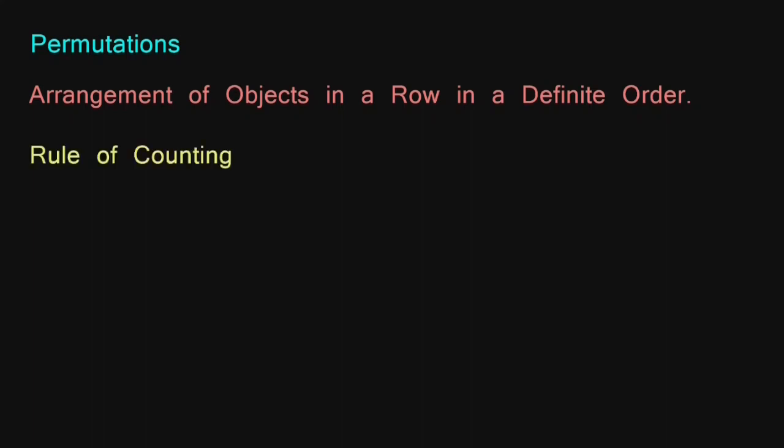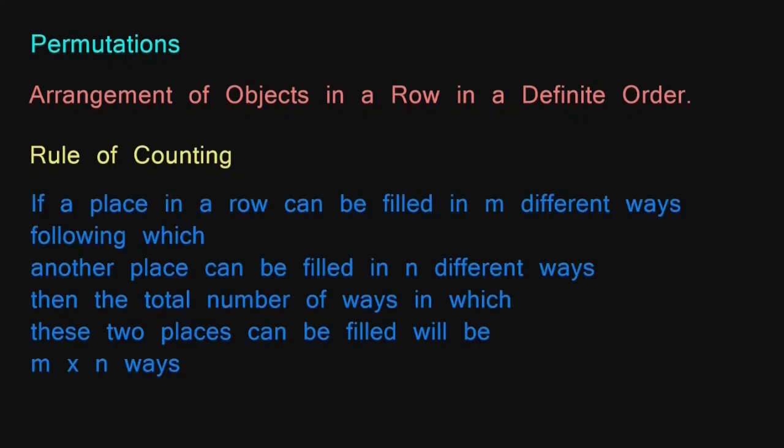The rule of counting states that if a place in a row can be filled in m different ways, following which another place can be filled in n different ways, then the total number of ways in which these two places can be filled will be m multiplied by n ways.